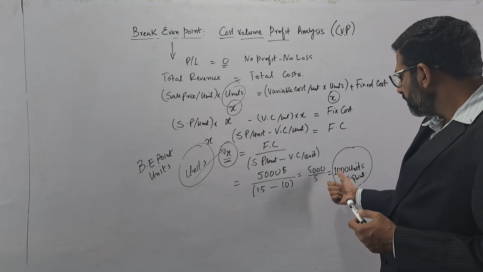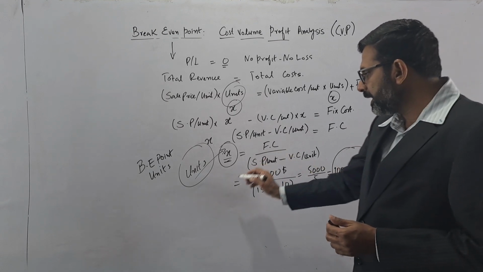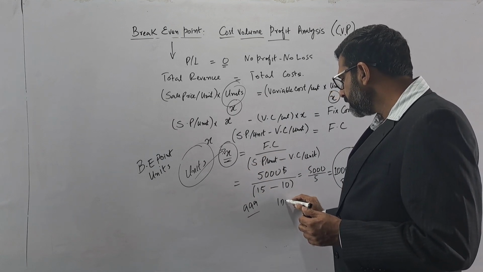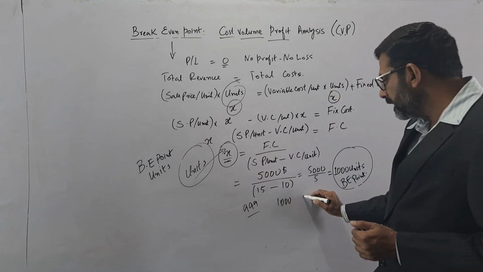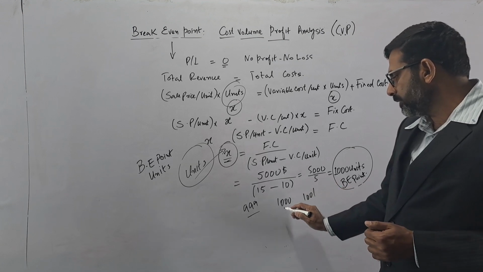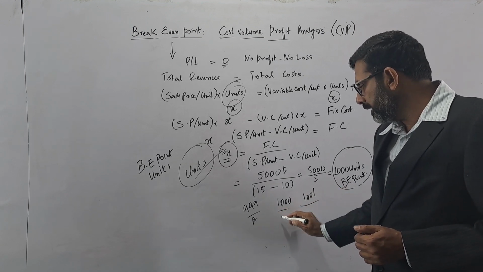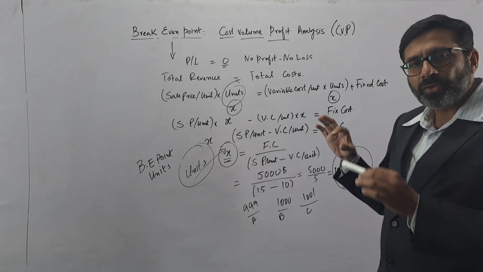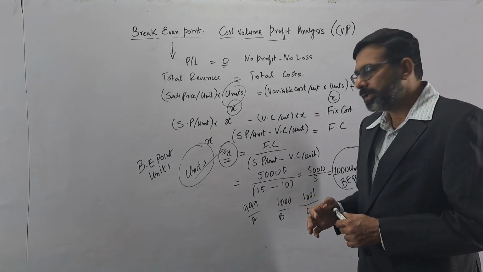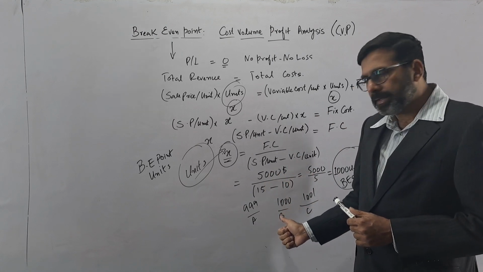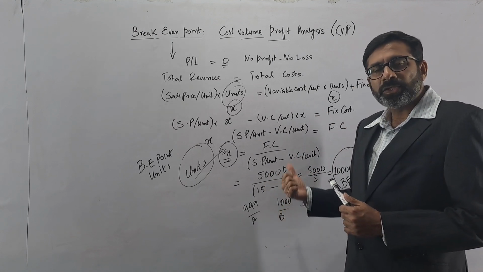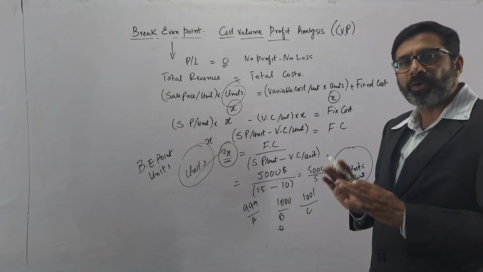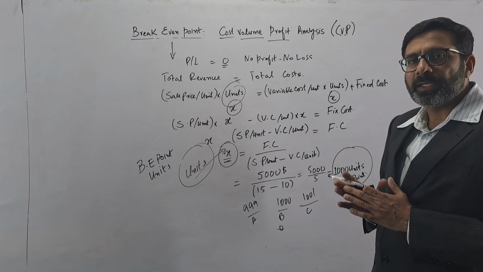So what does 1,000 units mean? Let's say they are selling 999 units, or 1,000 units, or 1,001 units. So these are the three options: A, B, and C. According to the current situation and the current values, if they are selling 1,000 units, the profit or loss will obviously be zero. There will be no profit, no loss. The value will be zero.